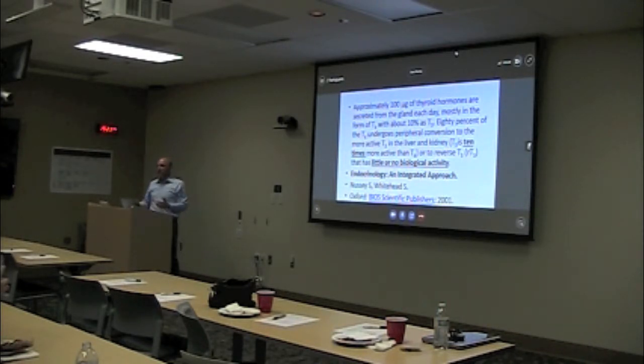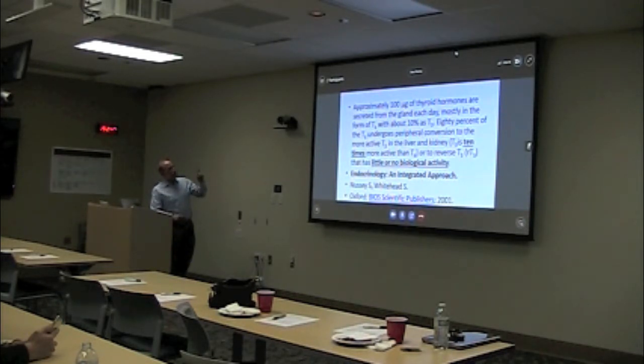Okay, so this is approximately how much thyroid is made during the day. About 100 micrograms of thyroid hormones are secreted from the thyroid gland each day in a normal person, mostly in the form of T4 with about 10% as T3. 80% of the T4 undergoes peripheral conversion in the liver and kidney. So you have to have a functioning liver and kidney. The T3 is 10 times more active than T4, and the reverse T3 has little or no biological activity.